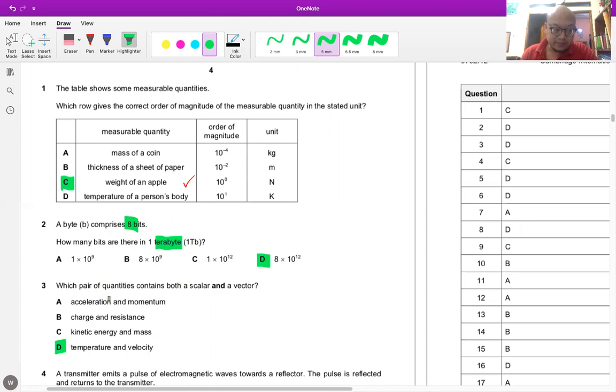Number 3: which pair of quantities contains a scalar and a vector? Scalars don't have any direction; vectors have direction. Acceleration is a vector. Momentum is also a vector. Charge is scalar. Resistance is scalar too. Kinetic energy is scalar. Mass is also scalar. Temperature is scalar. Velocity is a vector, it has direction. So the answer is D.